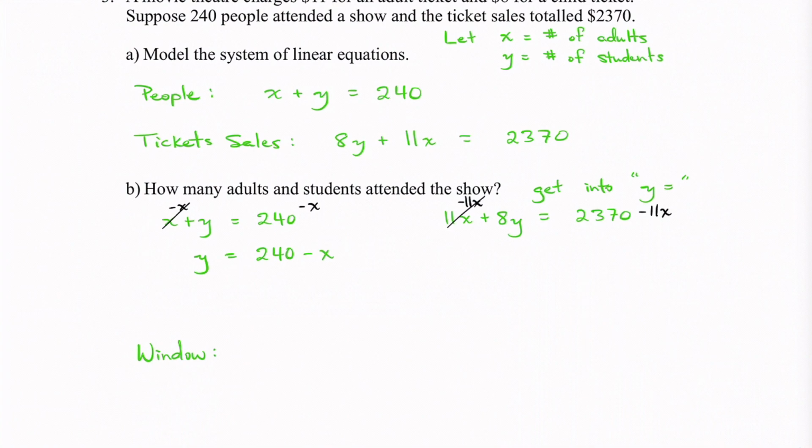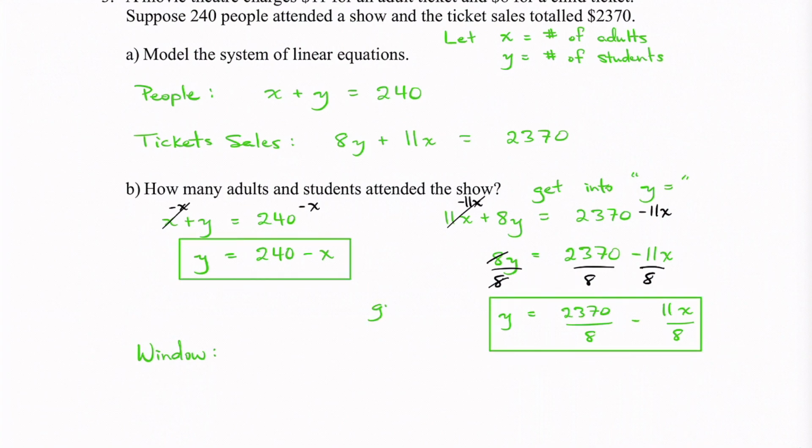The 11X's will cancel on this side, and then I just have 8Y equals 2,370 minus 11X, and then we got to get rid of this 8 here, so I'm going to divide by 8, and got to do that on the other side as well. So divide by 8, these 8's will cancel, and I get Y equals, and on the other side we can just keep what we have, 2,370 divided by 8. If you wanted, you could reduce the fractions, but it's not necessary because we're going to put it into our calculator anyway. So we got those two equations right there.